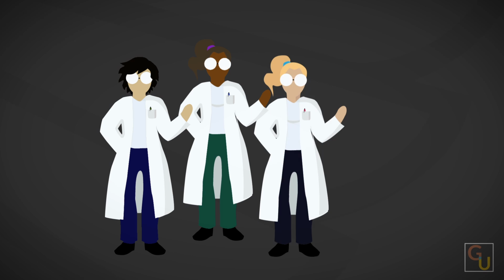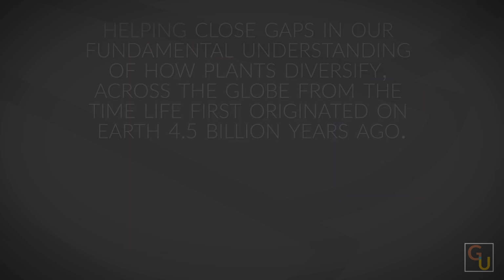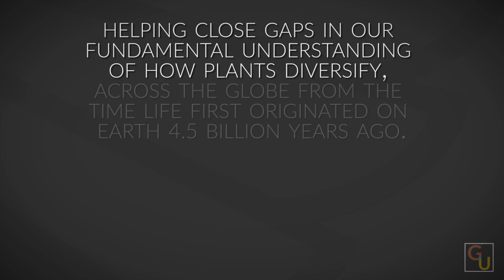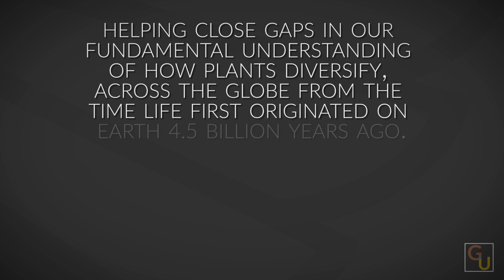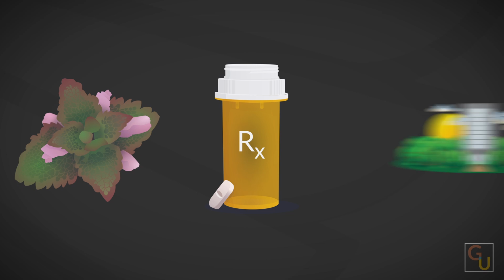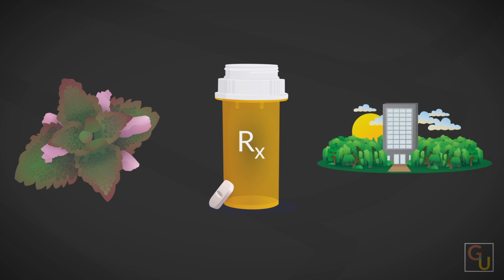The findings from this project will be of broad value to evolutionary biologists, ecologists, and conservation biologists by helping close gaps in our fundamental understanding of how plants diversify across the globe from the time life first originated on Earth 4.5 billion years ago. Information gathered from this project will also improve our knowledge of the comparative biology of Lamioid mints, guide new product discovery, and aid in the development of conservation measures for endangered species.